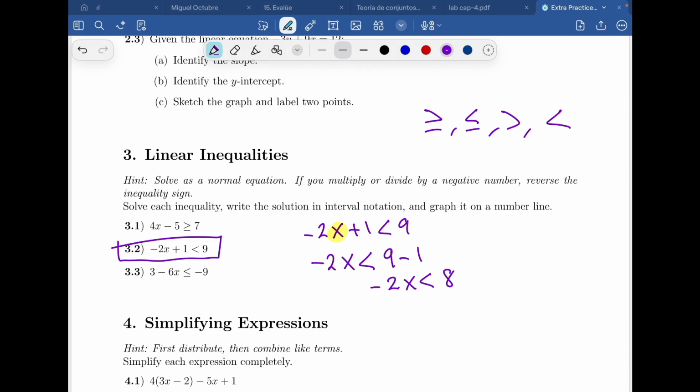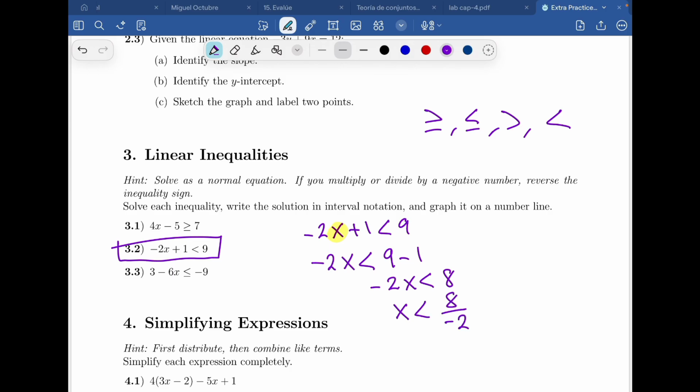And finally, here comes the trick. We need to isolate the x, so we need to perform the opposite operation of this -2. And this is a multiplication, so the opposite will be a division. So we have x, okay, 8 divided by -2.